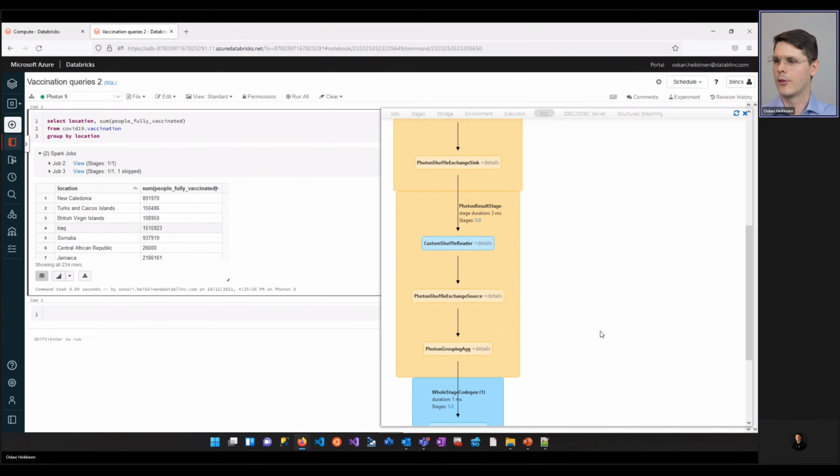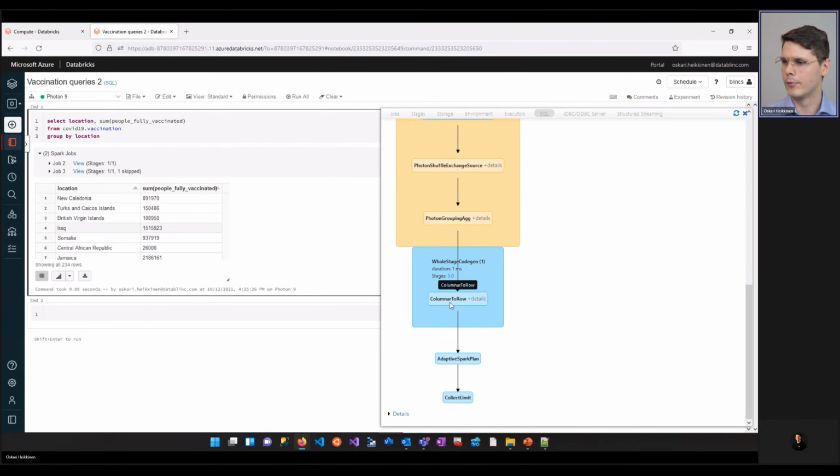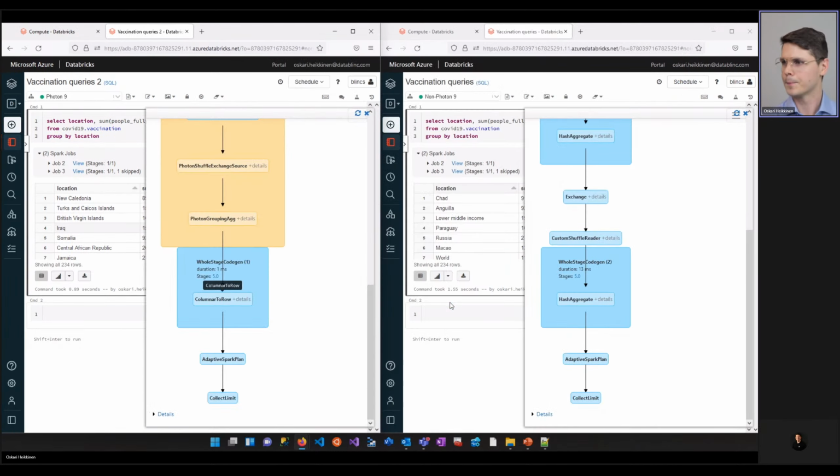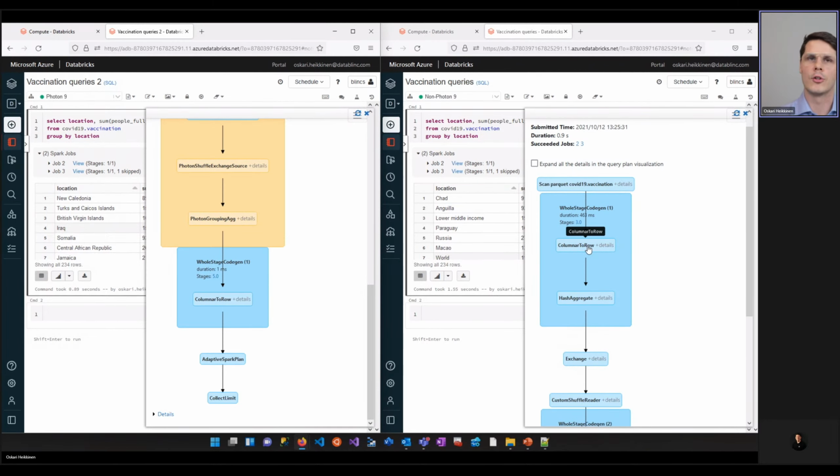And the other thing that we see here is the fact that Photon was actually able to do all the data processing in the vectorized column format, and then the format was changed from columnar to row at the end when the query was almost finished, just to visualize the data, whereas the Spark engine did that pretty much on the first step of the execution.